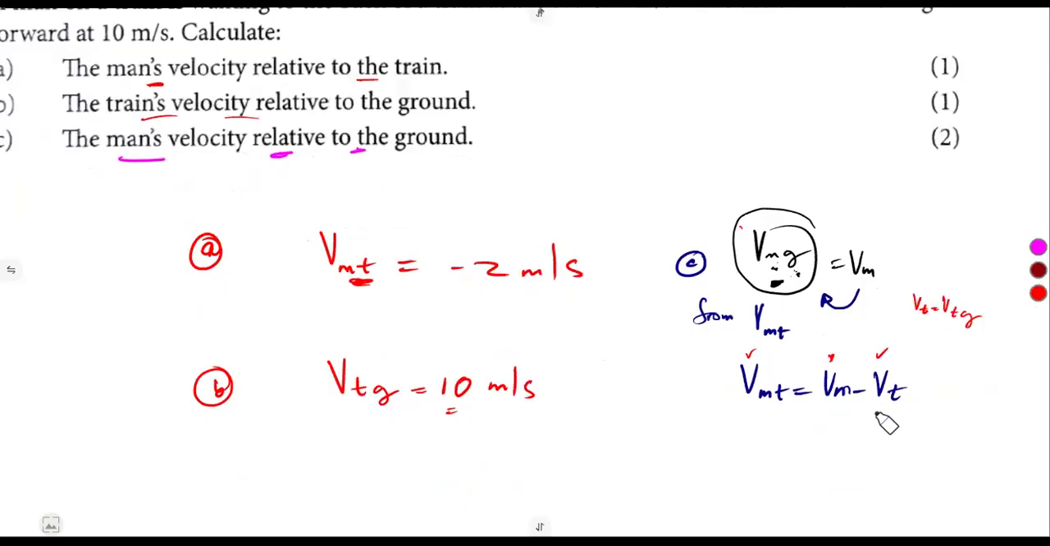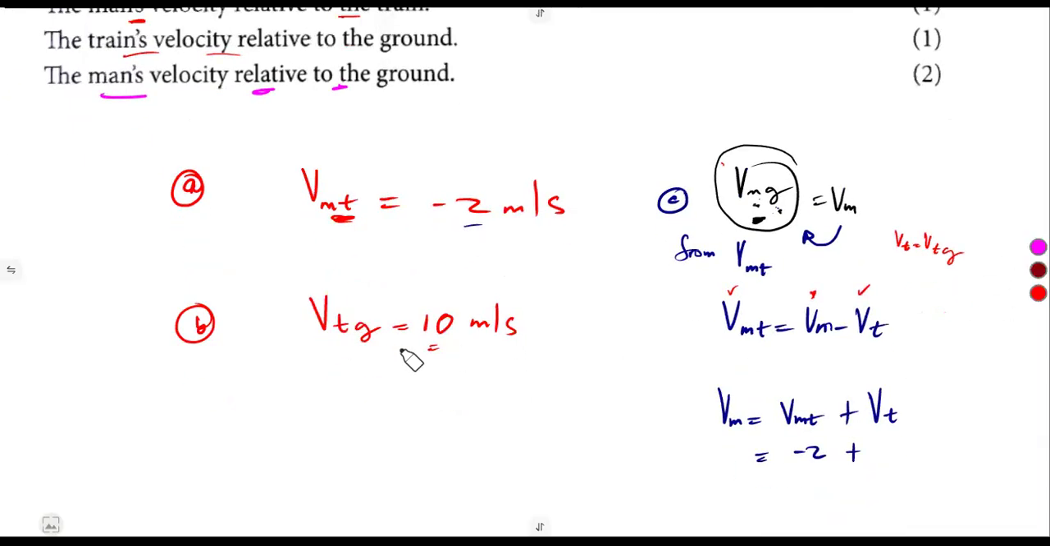VM is going to be equal to what? We're going to take this one to the other side. VM is equal to VMT plus VT, whereby VMT is -2, plus VT, which is 10, the VTG that we are given there. Which equates to 8 meters per second. That's our VM, the man with respect to the ground.